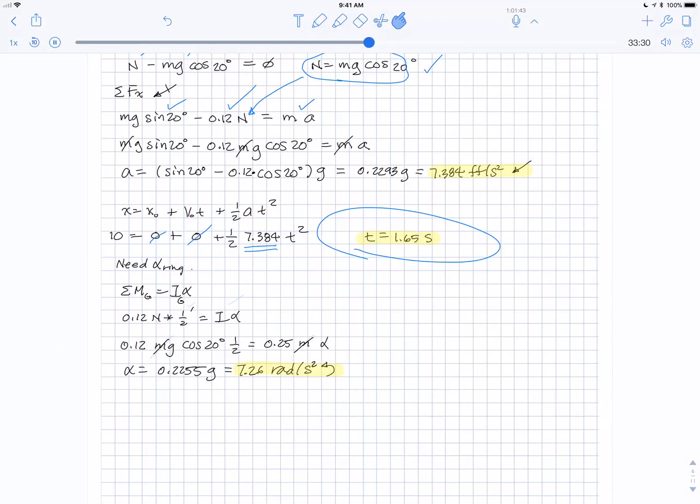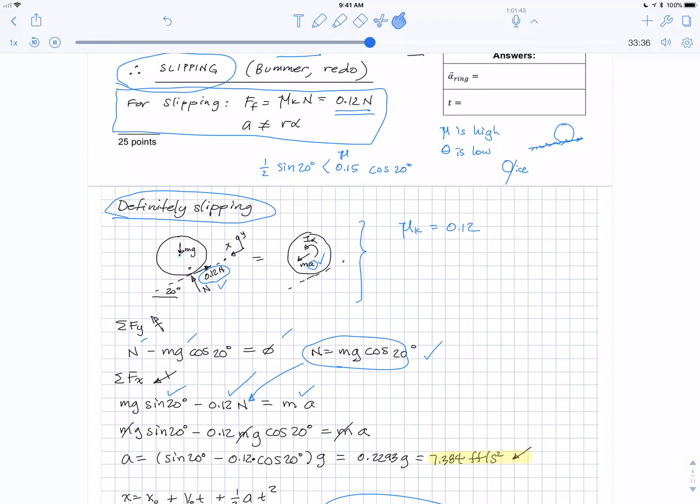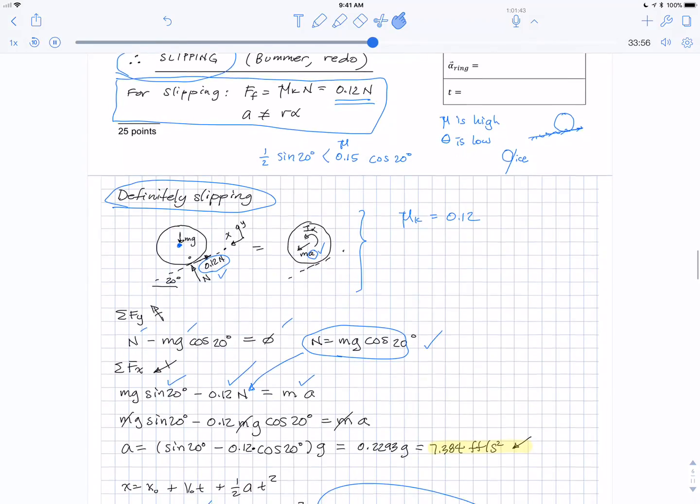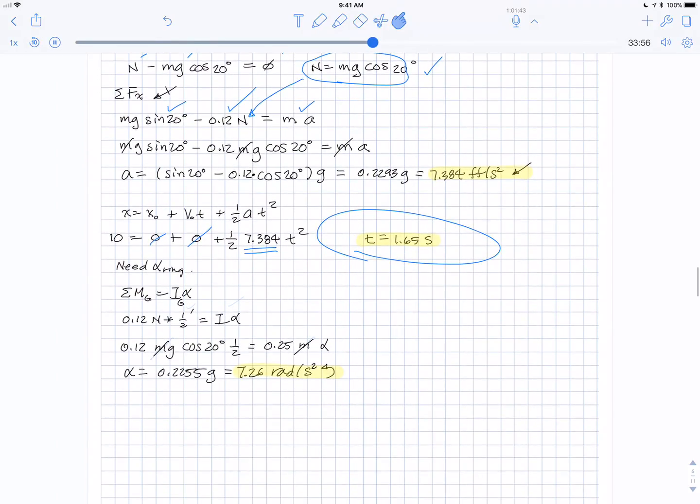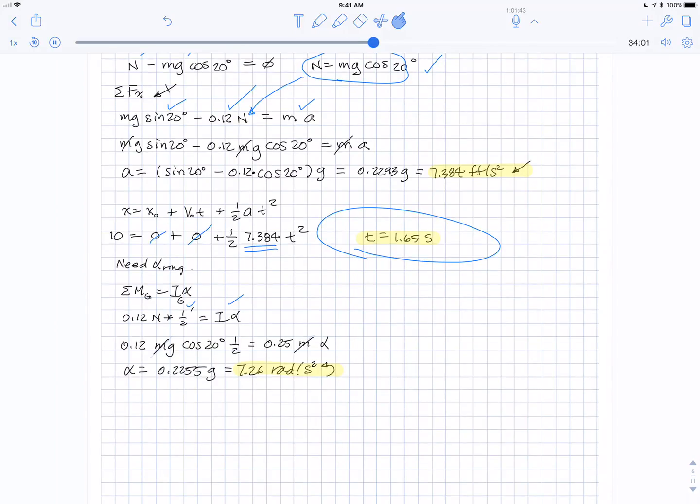Okay, it also asks for alpha of the ring. So this time, instead of taking moments about the bottom, I'm going to take moments about the middle because I want to get rid of ma and just to show you something different. Okay, so I took moments about the middle. The mg goes to the middle, the N goes right through the middle, and so I'm taking moments about right here. So you just have the friction force, 0.12 N, and it has a moment arm of 1/2 foot equals I alpha, and we figured out earlier m was 0.25 m. I was 0.25 m. And we know that N was mg cosine 20 degrees.